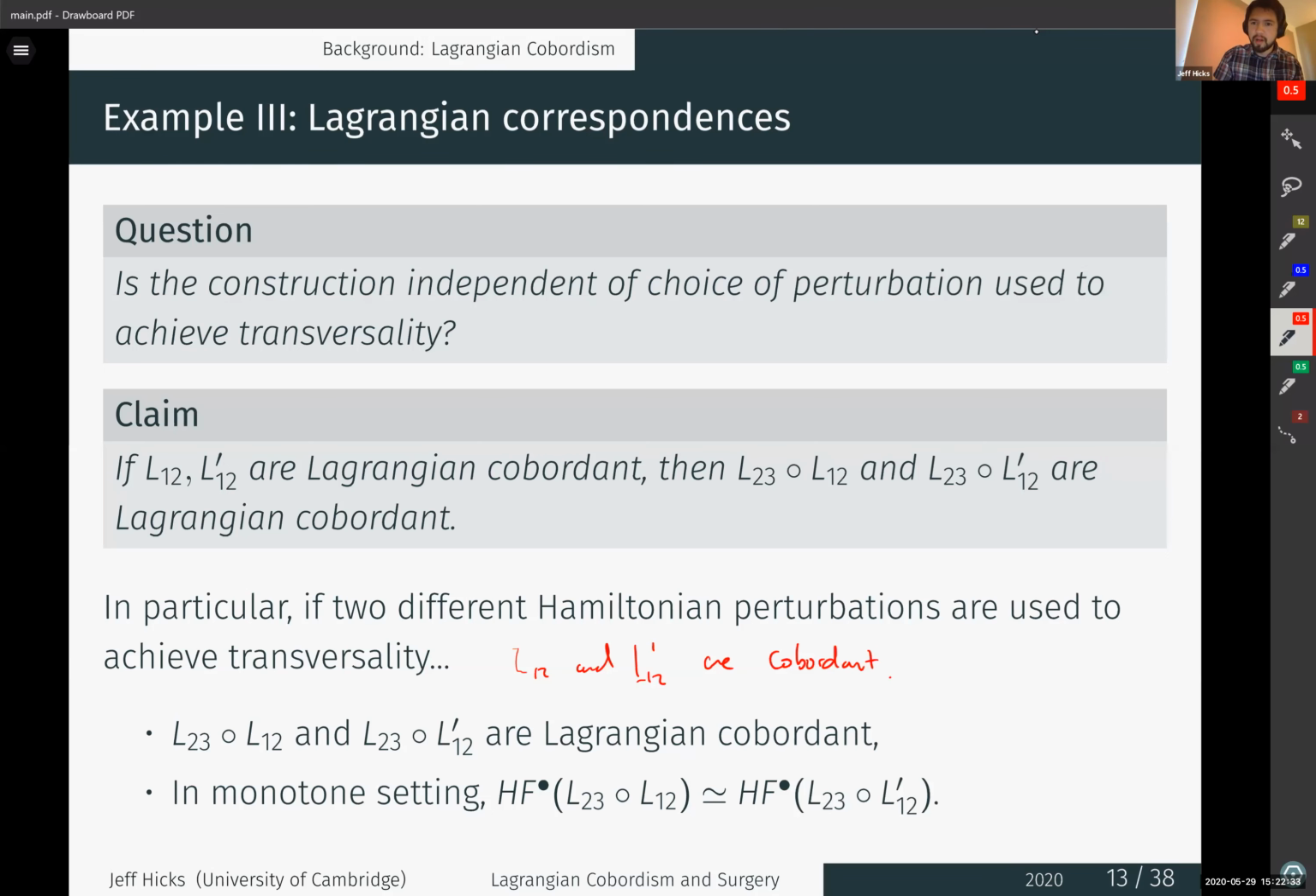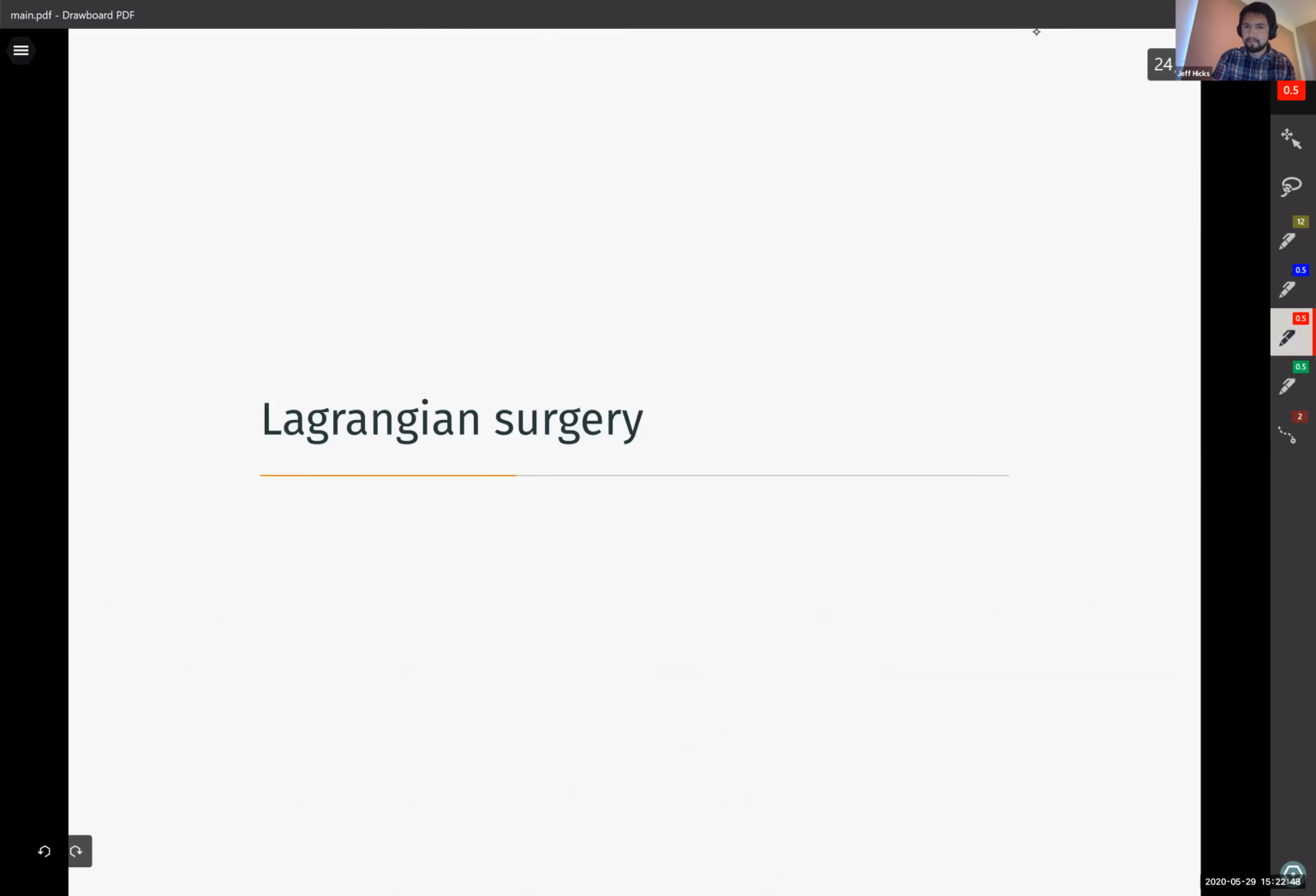Maybe before I move on to talking about Lagrangian surgeries, I'll pause to see if there are any questions. Okay, moving on to Lagrangian surgery.